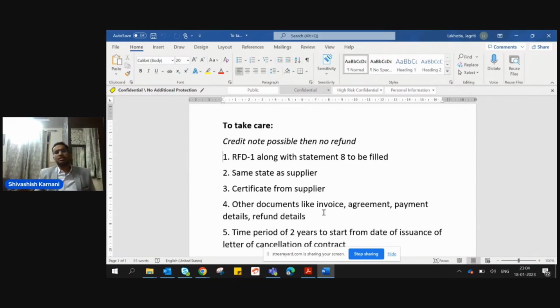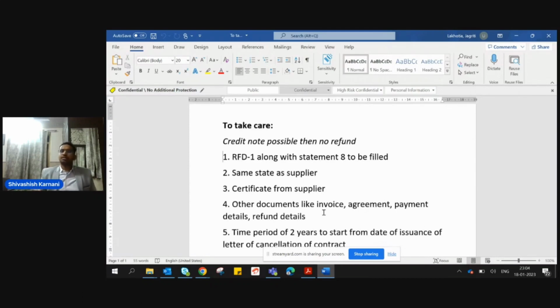The other documents have to be uploaded. The certificate, which we have discussed, that the supplier is going to issue you, has to be uploaded. Other documents like invoice, agreement, payment details and refund details are also to be uploaded: the invoice which the supplier must have issued to me, the agreement which the supplier must have made with me, and payment details and refund details. For example, I have paid 1 lakh rupees to him and he has refunded 80,000 rupees to me. In that case, all these details are required to be mentioned.